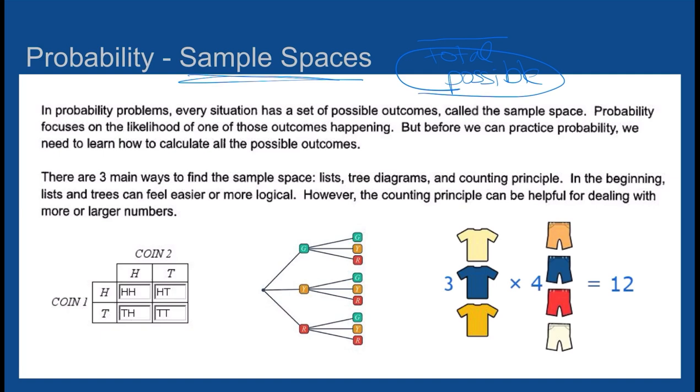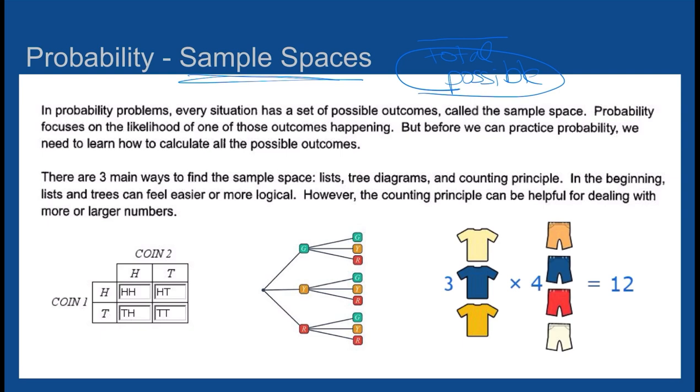in the deck. But sometimes, especially when they are talking about a lot of combinations, trying to find that total possible before you can find probability can get a little bit confusing. So today in class, we are going to look at 3 different methods for finding that total possible outcomes, that sample space. Now, there are 3 ways that you can find the sample space.